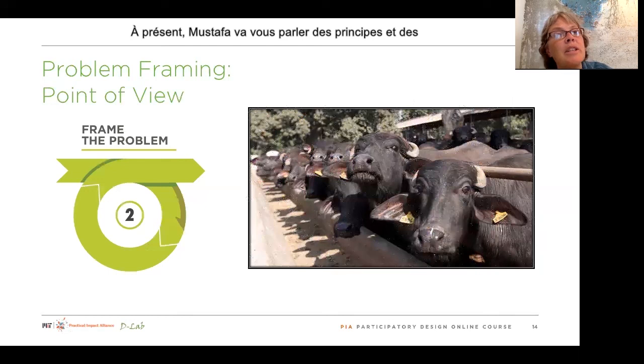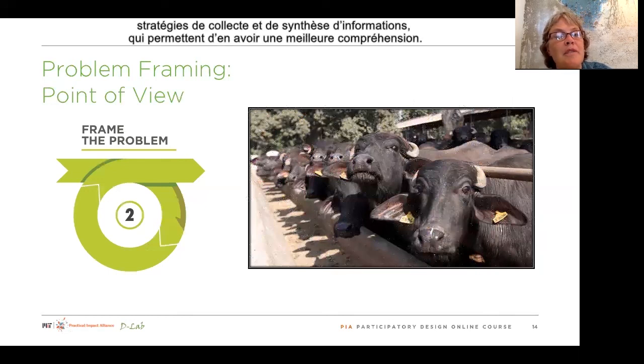So now Mustafa is going to talk about principles and strategies for gathering and synthesizing information and gaining insights from it.